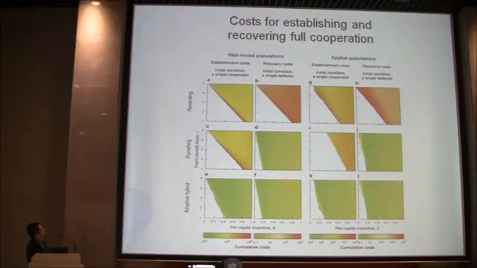But for another special initial condition, the two policies of adaptive hybrid and partition have totally different results. And overall, we can still find that the adaptive hybrid policy has the lowest cumulative cost, both in establishing full cooperation and recovering full cooperation. And this result is also valid not only in a well-mixed population, but also in spatial populations. And we can conclude that this adaptive hybrid policy is the most efficient policy.